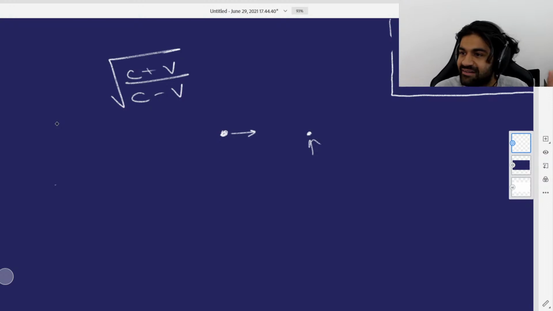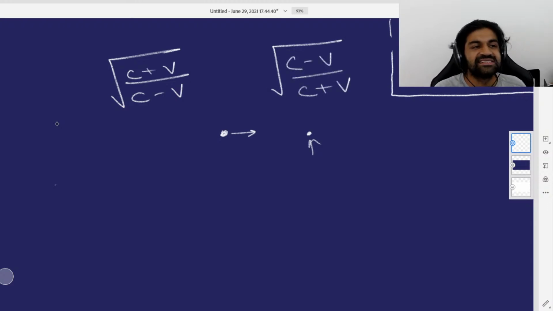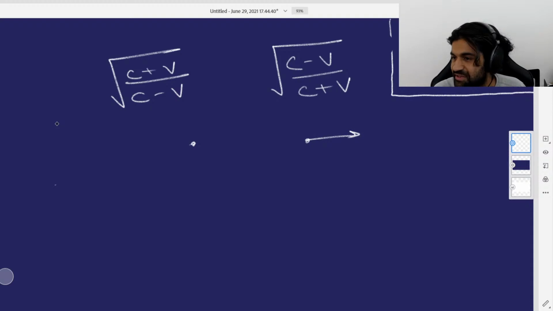And it doesn't matter either way. If things are moving away from each other, by the way, it would just be the reciprocal of this. It would be c minus v over c plus v. This is the factor you would need to figure out the frequency in the situation where you have two things moving away from each other, and one of them is emitting light.